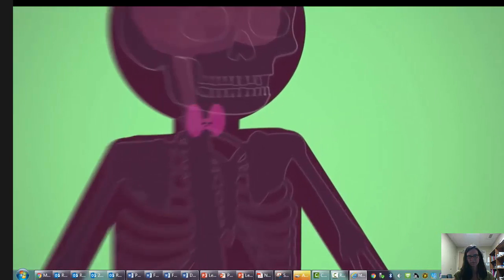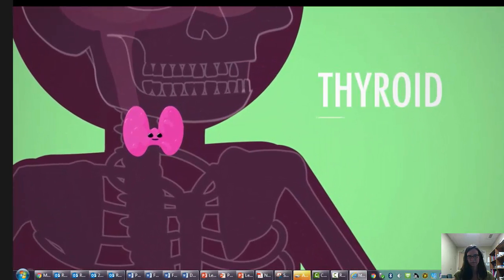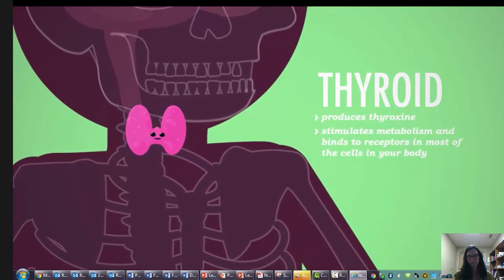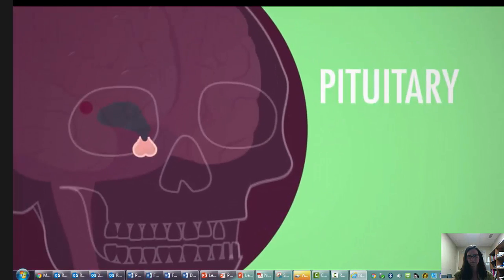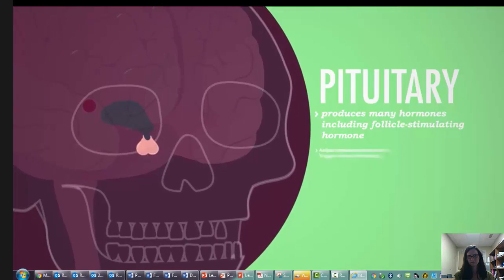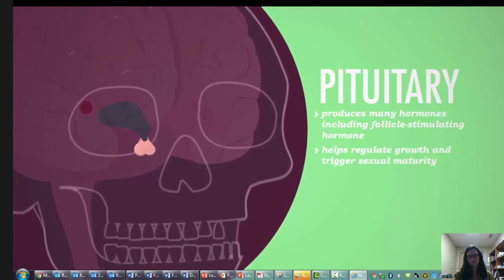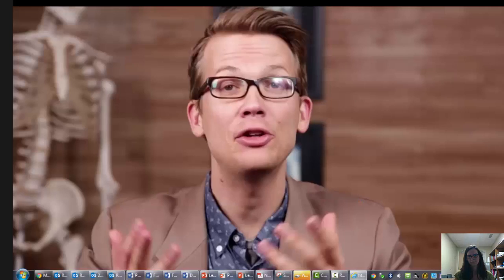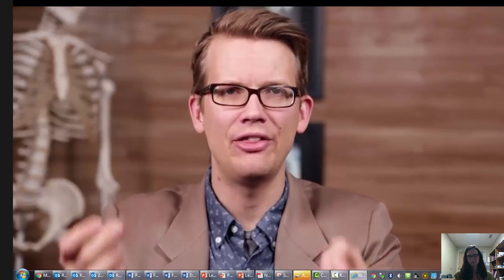You're probably going to want an example of that, so your thyroid at the bottom of your throat produces the hormone thyroxine, which stimulates metabolism and binds to receptors in most of the cells in your body. But your pituitary, which is nestled all comfy under your brain, produces follicle-stimulating hormone, which helps regulate growth and trigger sexual maturity, and it only targets specific cells in the ovaries and testes. So, how do hormones bind to their target cells?